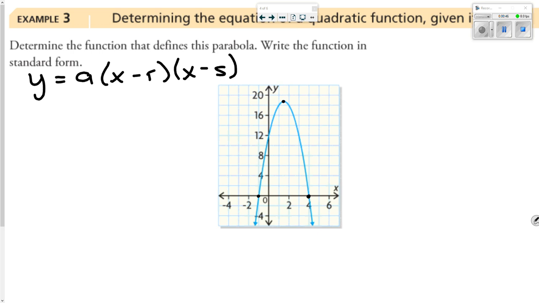We have our vertex at some point, 1.5-ish and 19-ish. Not quite sure. So we need to figure out... Oh, we have a y-intercept too. That's handy. At (0, 12). So we've got a few points to work with. So let's plug in what we know. Let's plug in our roots, r and s.